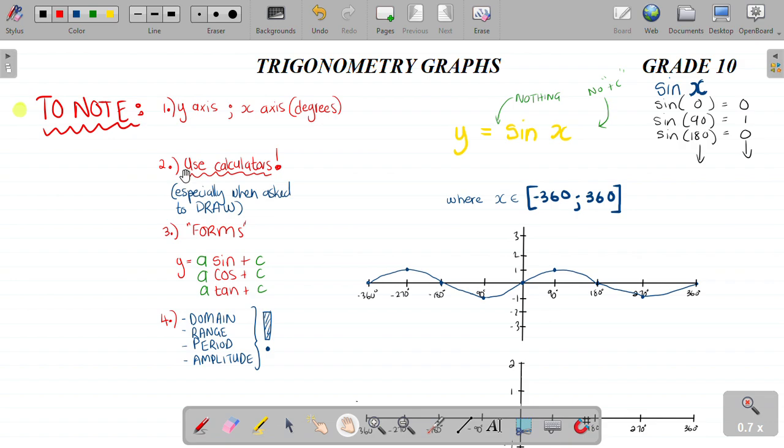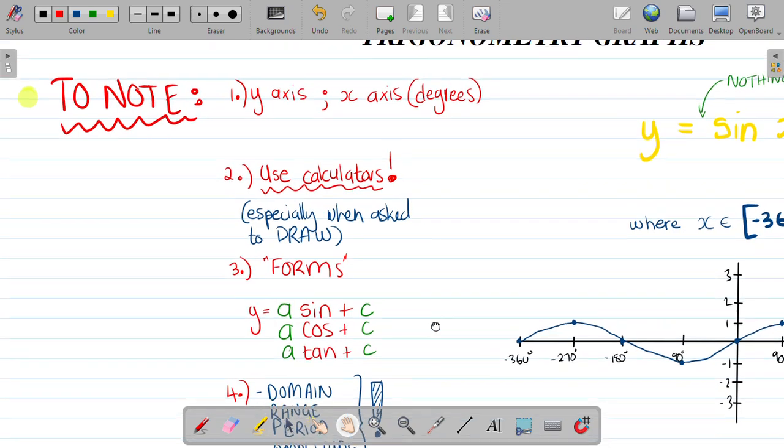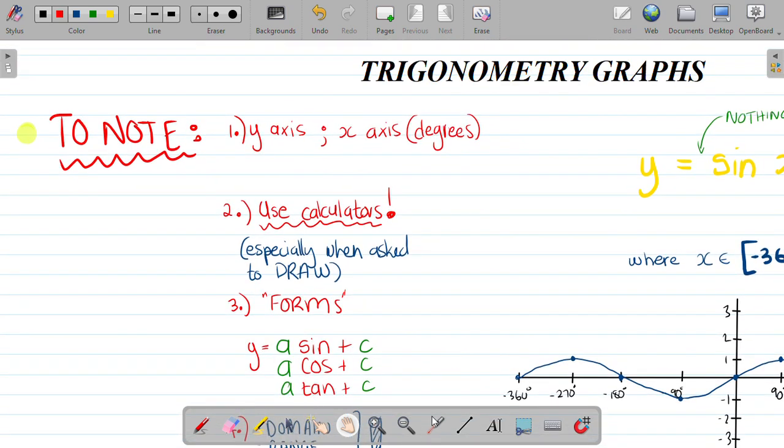Then number 2 is that when you are doing trig graphs, the first thing you should do is get out your calculators. It's going to be your best friend when doing trig questions, trig graph questions, and especially when asked to draw them. Please use it. It is your best friend.